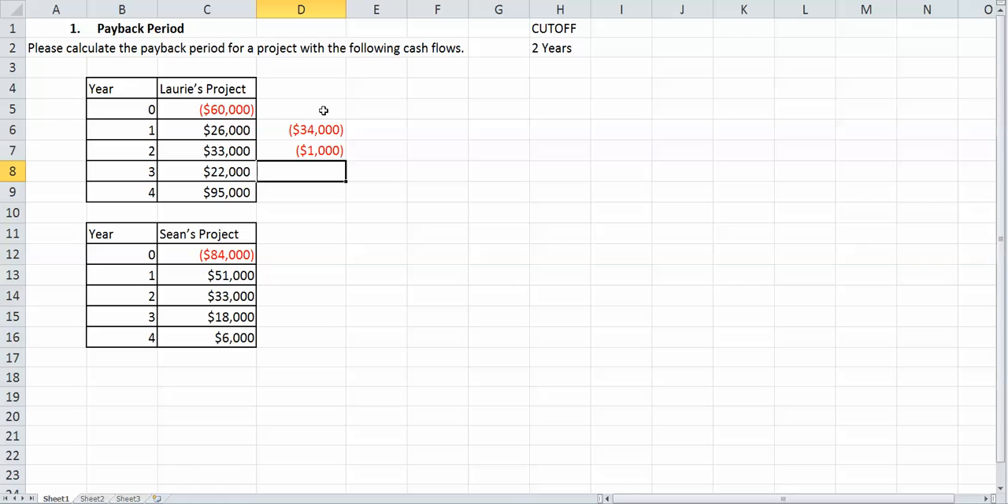Now this is the tricky part. Since we're out only $1,000 and we made $22,000 in year three, that's just going to be a fraction of that year. It's not the whole year of income that we're using to figure out when we pay back that 60 grand. So I can tell you it's going to be very close to two, but it's going to be greater than two. Okay, so obviously, like I just said, we're going to take that $1,000 and divide it by the $22,000. And that's going to give us our answer, right? So let me just do that for you.